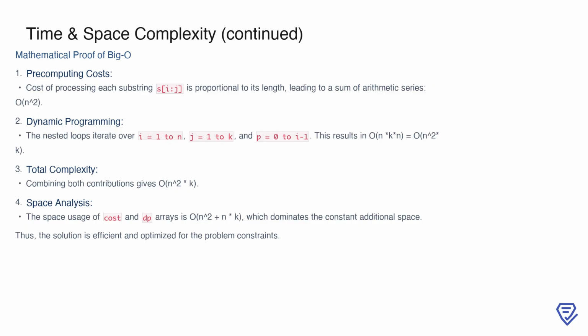Combining these, the total time complexity is O(n² * k). Regarding space, the cost array uses O(n²), and the dp array uses O(n * k), making the total space complexity O(n² + n*k). These results confirm that the solution is both time efficient and memory optimized for the given problem constraints.